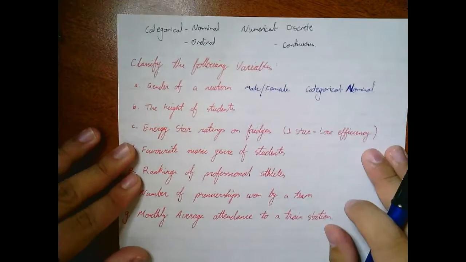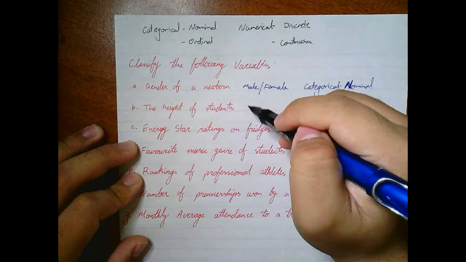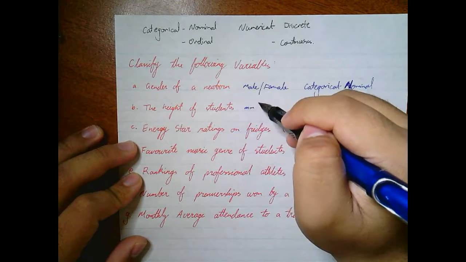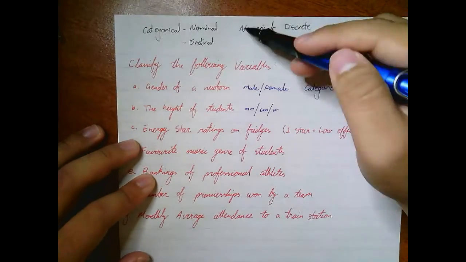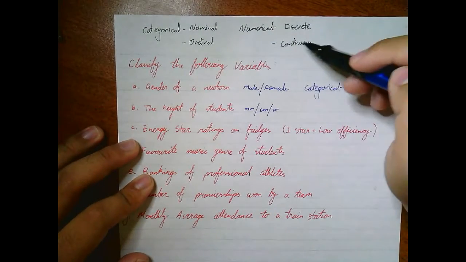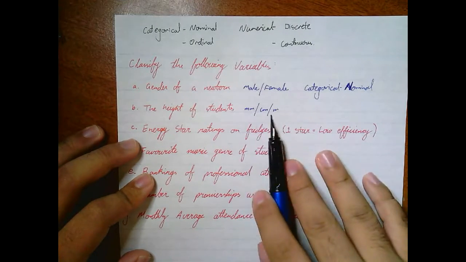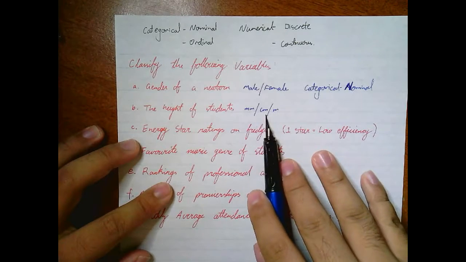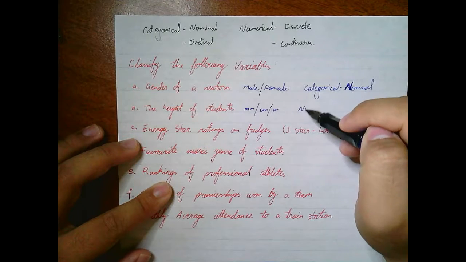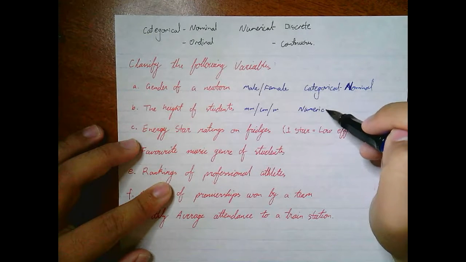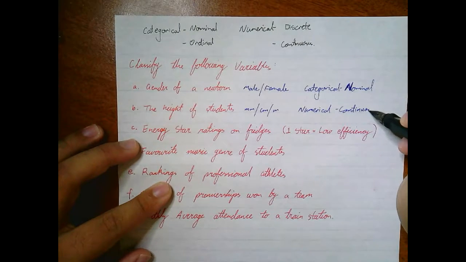Okay. The height of students. Okay, so the height can be measured in millimeters, centimeters, meters. So it's numerical. Now, when you measure these, can you have decimal places? Can you have decimal values? Yes, you can. So it must be numerical continuous.